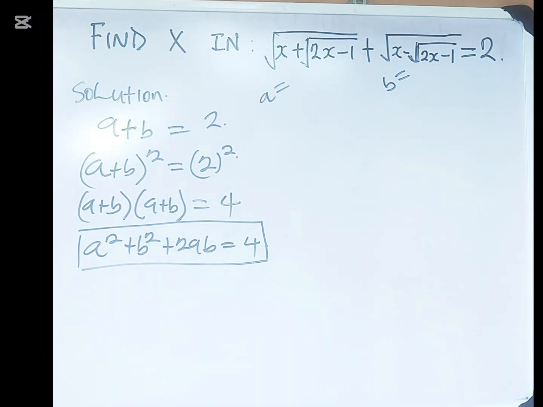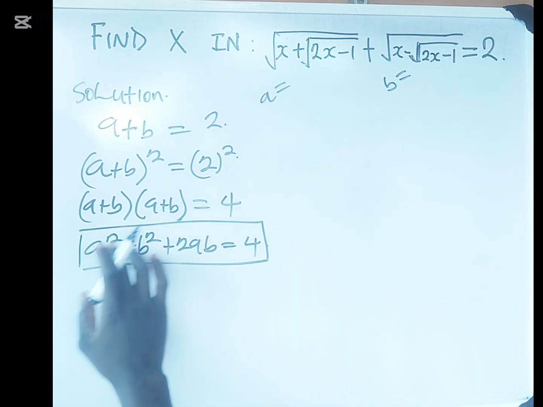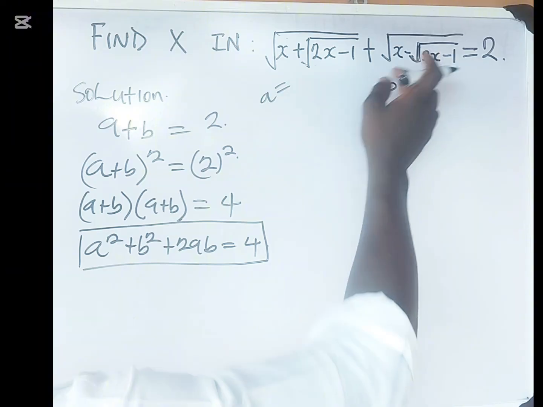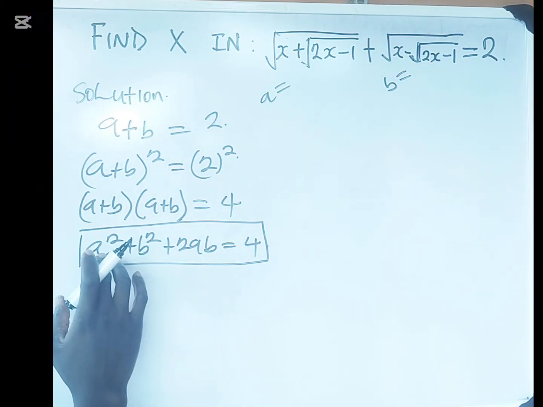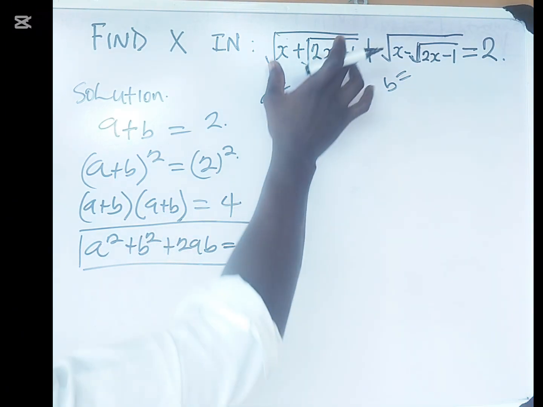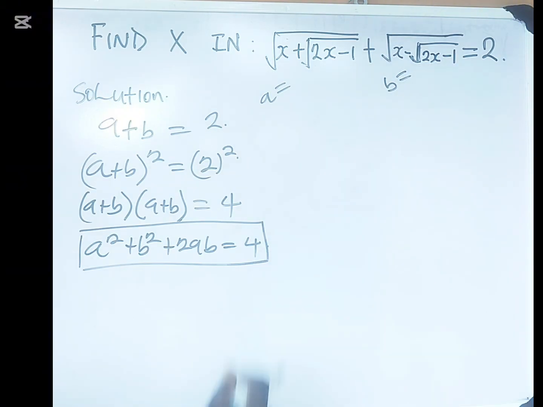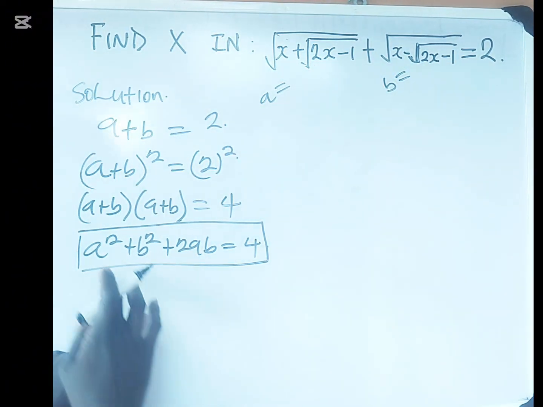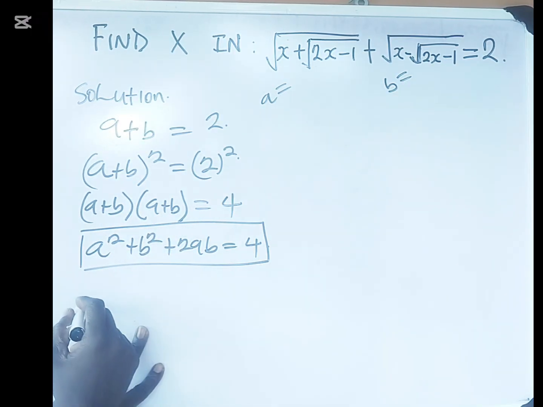The only thing I want to do now is to rewrite, since I know that A is equal to this term and B is equal to this term. So anywhere I see A in this equation, I will write this, and anywhere I see B in this equation, I'll write this. But I want to take it piece by piece. I want to start with the first two, which is A squared plus B squared.